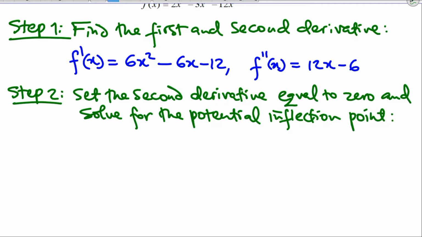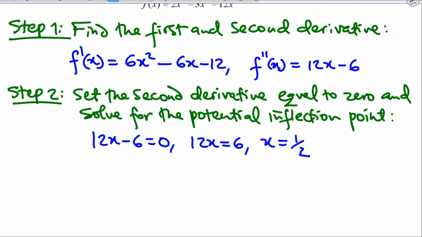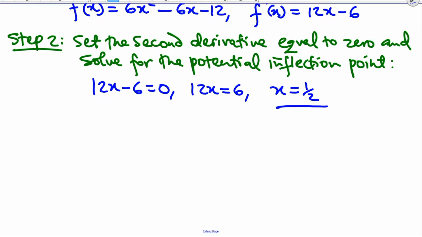So which means we take our second derivative, equate it to 0, which means 12x will be equal to 6, which means x will be equal to a half. And this is where we suspect there is a point of inflection. So what I need to do next is to use the sign diagram.